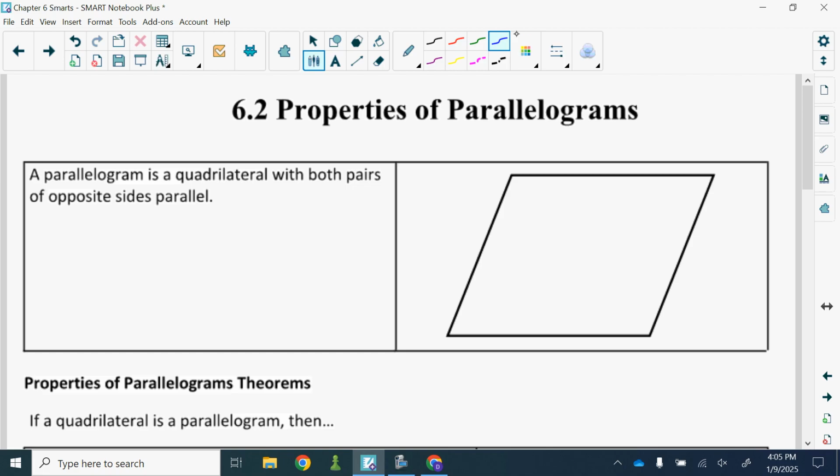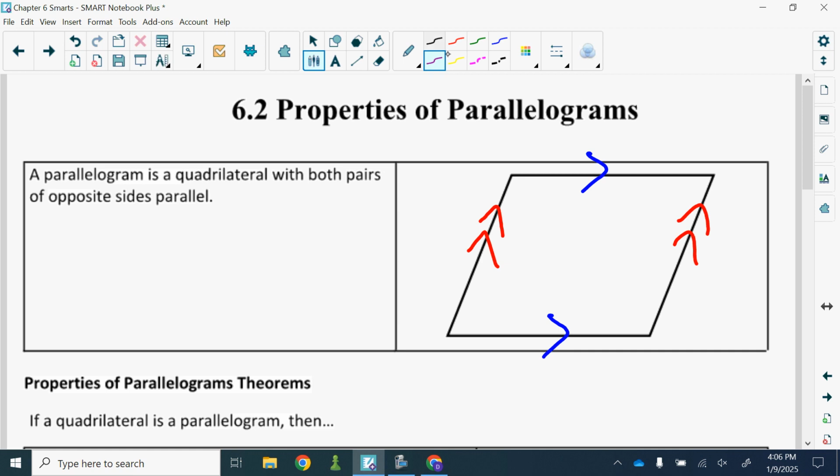So first off, the definition of a parallelogram is a quadrilateral, meaning it has four sides, with both pairs of opposite sides being parallel. So that means this guy is parallel to this guy, and this guy right here is parallel to this guy.